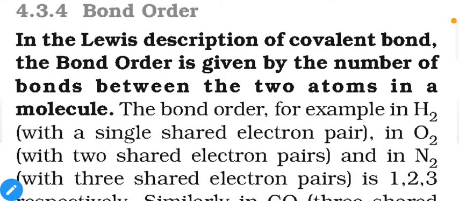Bond order. In the Lewis description of the covalent bond, the bond order is given by the number of bonds between the two atoms in the molecule. The bond number, for example, in H2 with a single shared electron pair, in O2 with two shared electron pairs, and N2 with three shared electron pairs, is 1, 2 and 3. That means if two electrons are present between two different atoms, its bond order will be 1 because we have one pair of electrons. If you have two pairs or four electrons, then it will be 2, and if you have three pairs or six electrons between two atoms, then it will be 3.